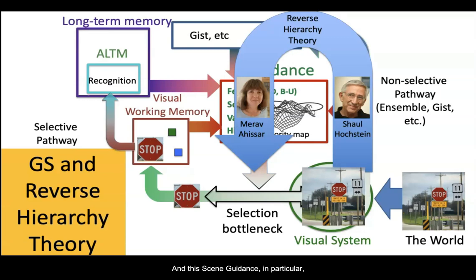And this scene guidance in particular is where reverse hierarchy theory comes in. The non-selective pathway is the pathway that's going to give you gist and the layout of the scene and properties that can then be fed back to produce this very rapid scene guidance that we and others have seen in search. And that is, for all the world, looking very much like reverse hierarchy theory. So my short answer to the question at the beginning of the talk is yes, absolutely, guided search and reverse hierarchy theory can now live quite comfortably together.